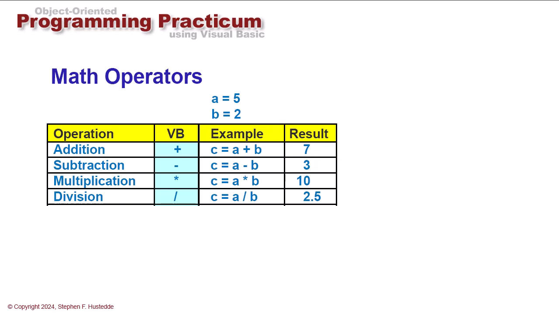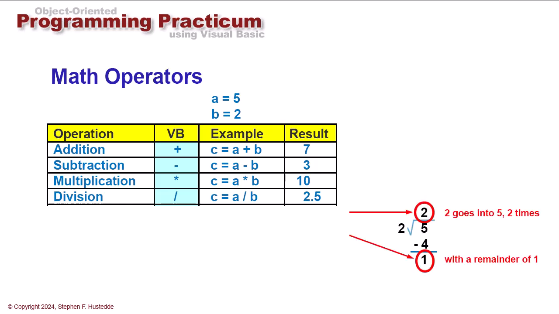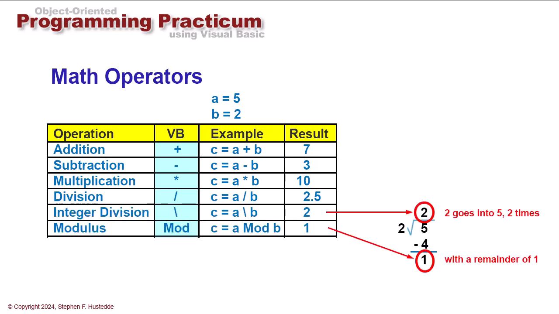The big difference here is for multiplication, we use an asterisk rather than an X or the dot that we used in algebra. Division is a forward slash. And I say forward slash because that's important because there are a few other operators that we may not use outside of the computing world much. The first of those is integer division. And there we use a backslash and then modulus, and we use the word mod. Now let's talk about what integer division and modulus is.